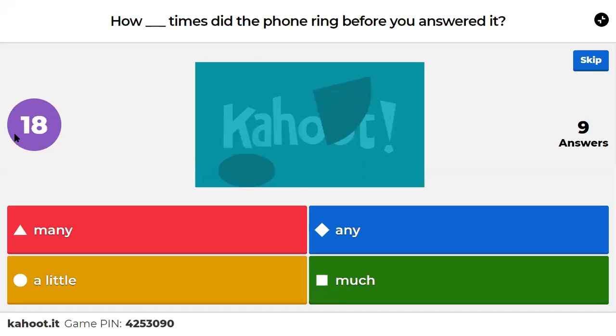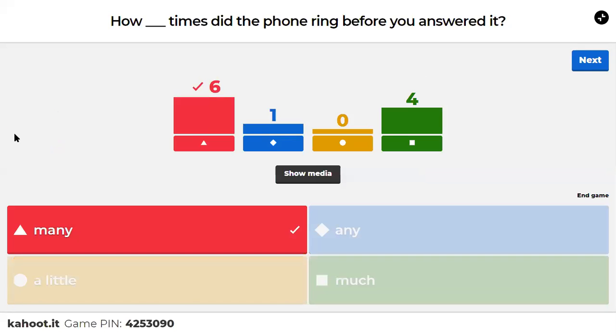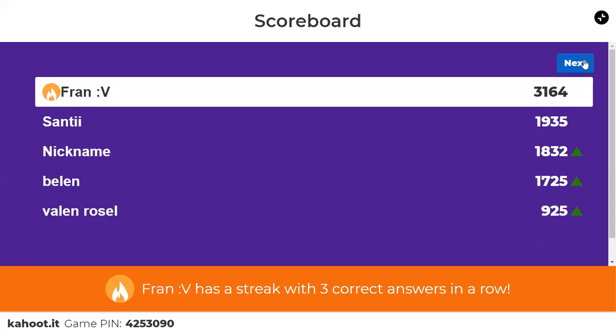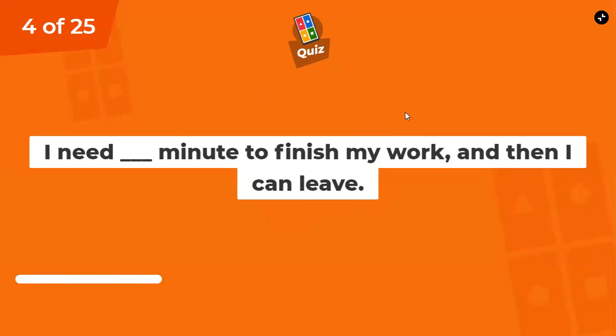Miss, how many questions are we going to do? Oh, remember, times in this case is countable. We say time in general is uncountable, but if we say 1 time, 2 times, 3 times, as in amount of attempts you did, it is countable. We're going to do 10 because 25 is a lot.